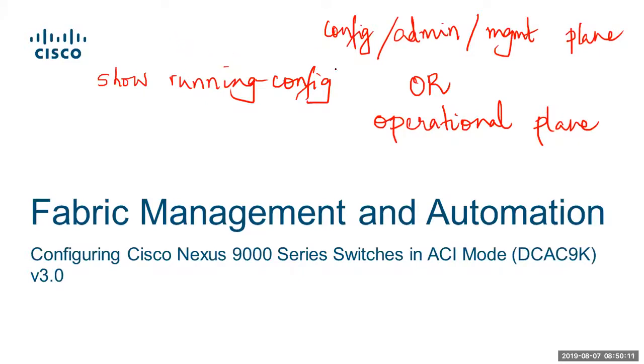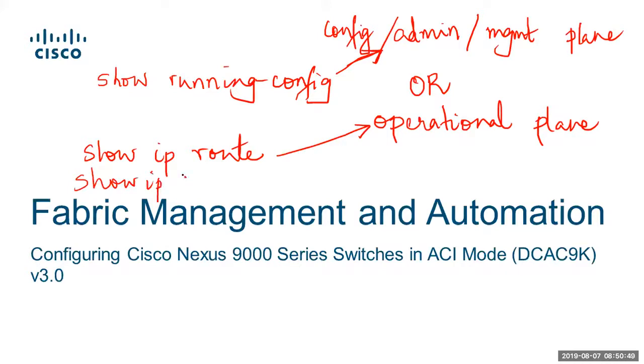Show running config. I'm going to go ahead and assign it to this plane, whereas show IP route, show interface status would be here. Why would I do this? Why would I classify it in 2 different planes? Anyone? Why have I done this? Why is this distinction? Or show IP OSPF neighbors?